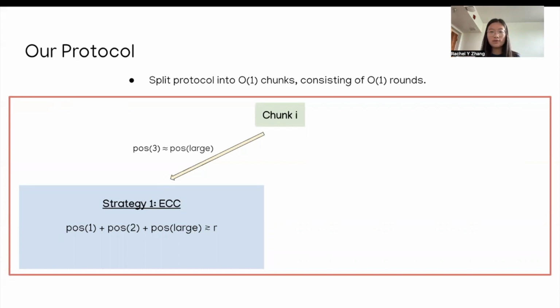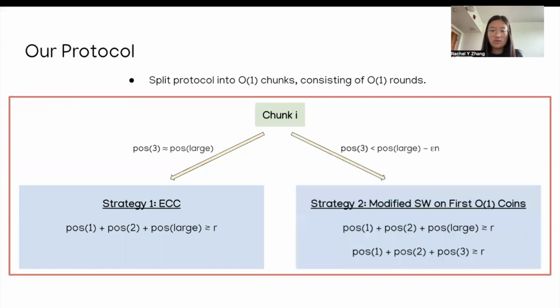We're not losing very much. The second strategy we use is in the case that position 3 of the third coin is pretty far away from the position of the large coin. And in this case, we're going to do the modified Spencer-Winkler protocol on the first O of 1 coins. And this will again have the property that the sum of the positions of coins 1, 2, and large is at least R, but it also separates out the first 3 coins as well.